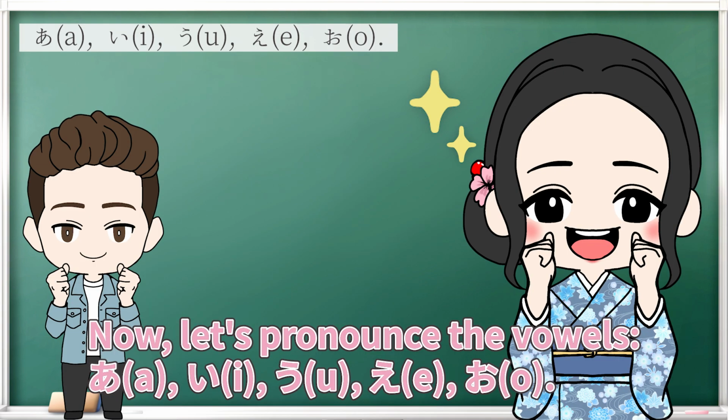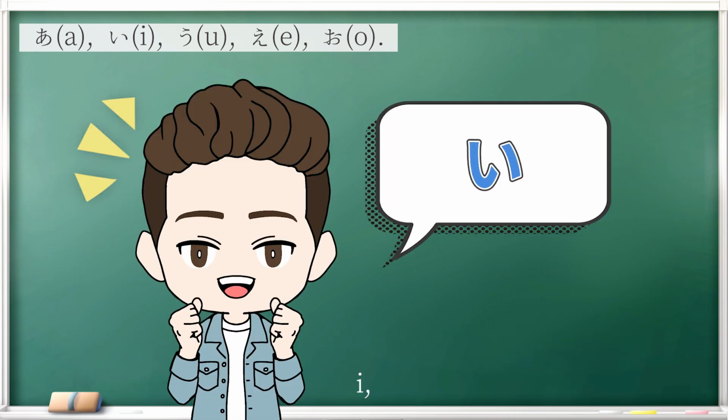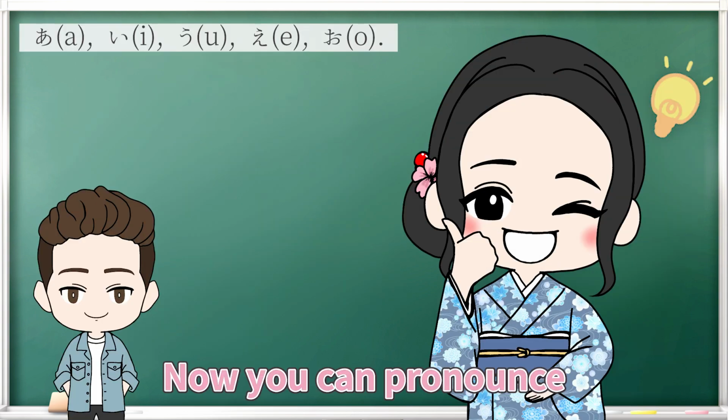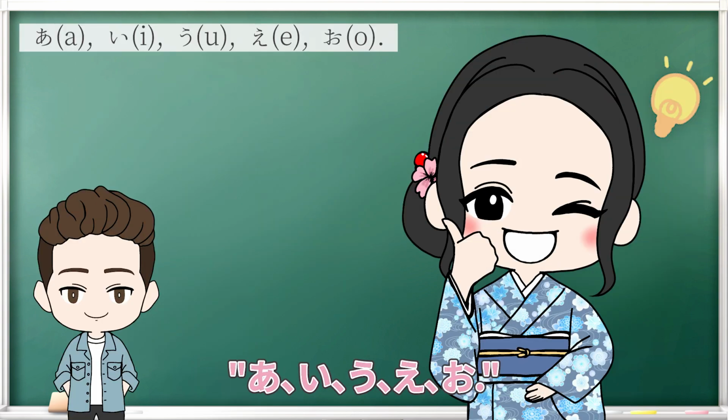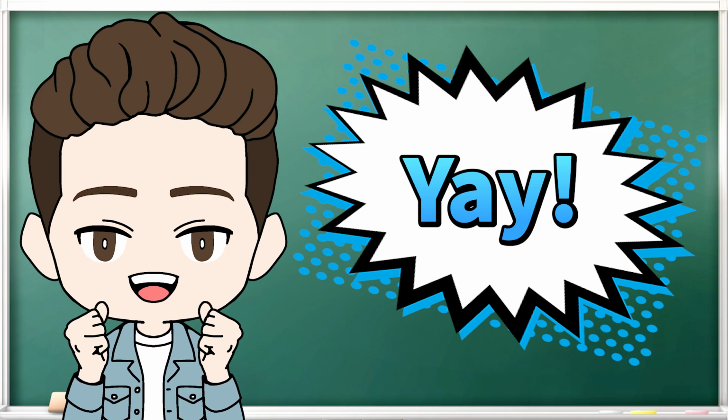Now let's pronounce the vowels a, i, u, e, o. A, i, u, e, o. Yes, very good. Now you can pronounce a, i, u, e, o. Yay!